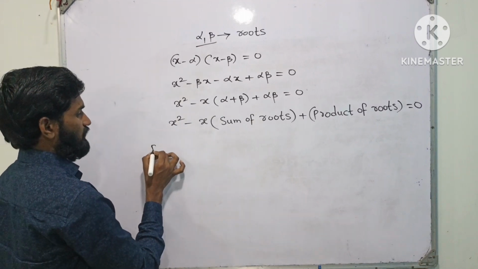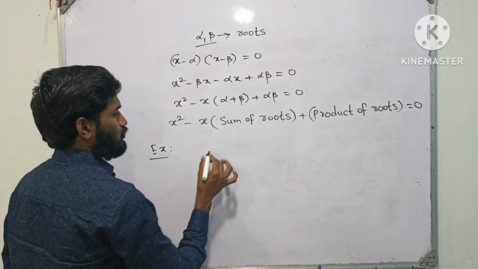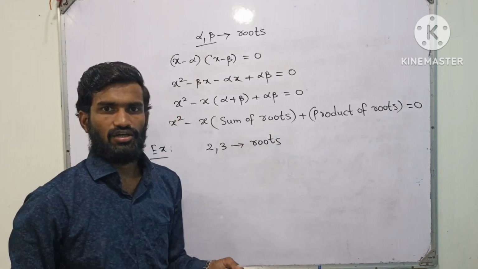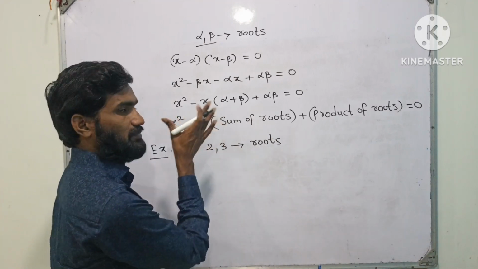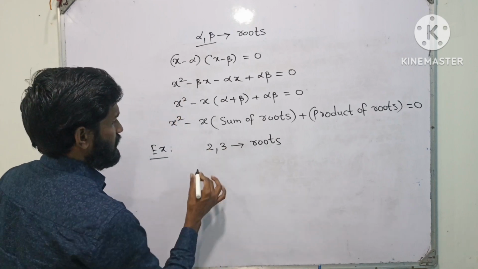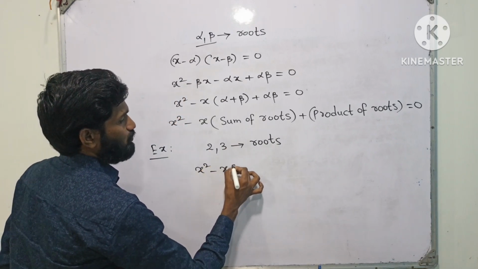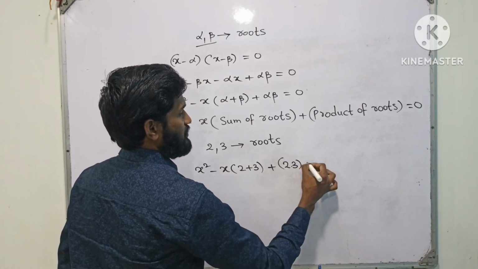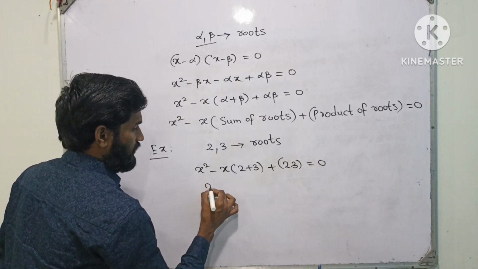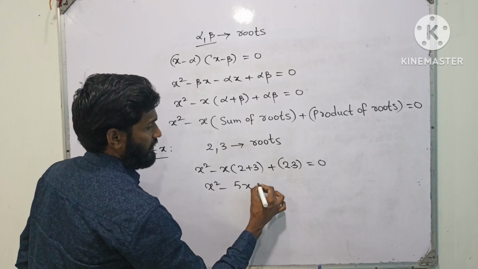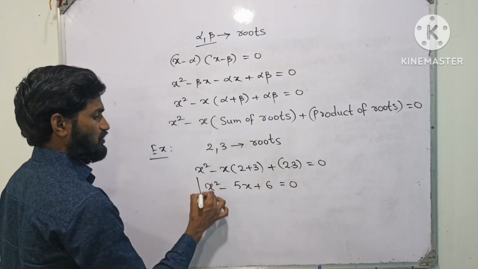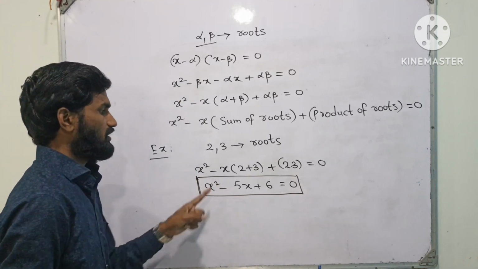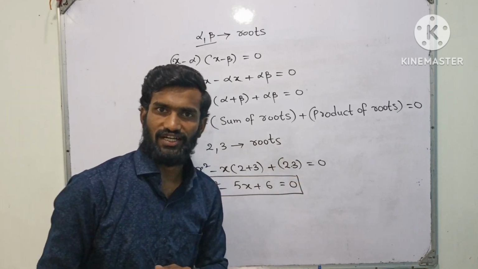Now we'll take one example. If 2, 3 are the roots of a quadratic equation, then how to form the quadratic equation? That means x square minus x into (2 plus 3) plus 2 into 3, which equals 0. Which is nothing but x square minus 5x plus 6 equals 0. In this way, you need to write the equation in quadratic form.